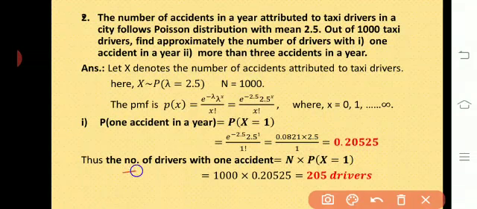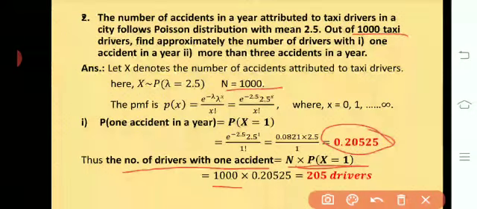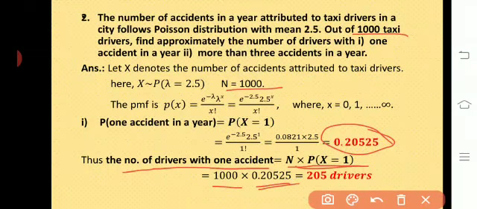Therefore, the number of drivers with one accident is equal to capital N into probability of x equal to 1. Capital N is 1000 here. So 1000 into 0.20525, which is equal to 205 drivers. That means the number of drivers who met with one accident in a year are 205.